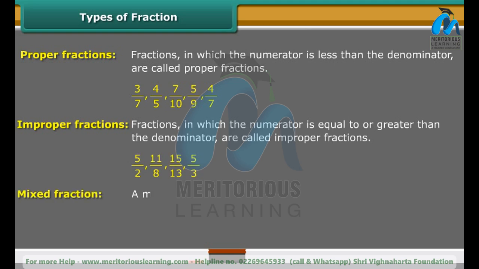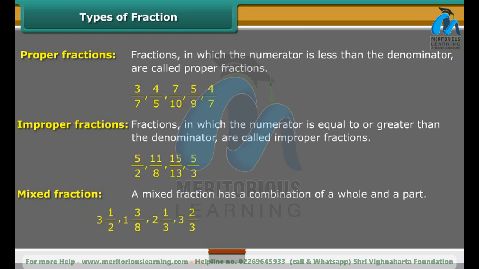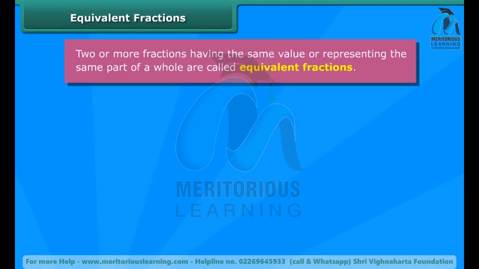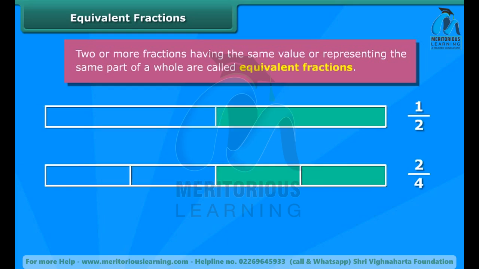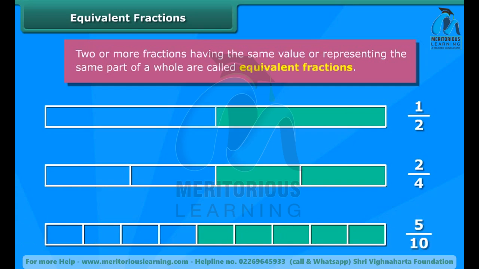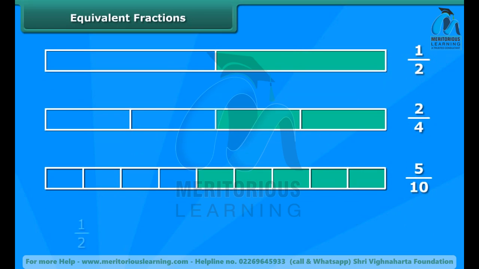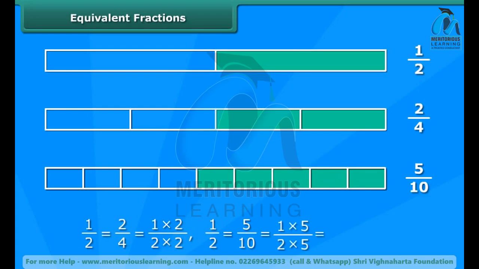Mixed fraction. A mixed fraction has a combination of a whole and a part. Two or more fractions having the same value or representing the same part of a whole are called equivalent fractions. This can be known by the figures given where the fraction is represented by the shaded portion. The value of a fraction does not change if the numerator and denominator of the given fraction are multiplied or divided by the same non-zero number.